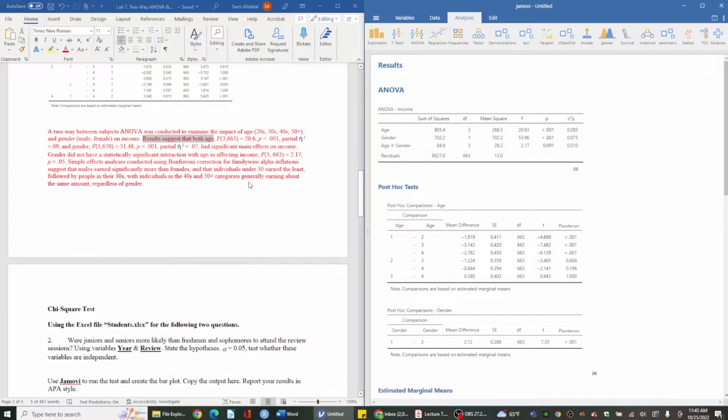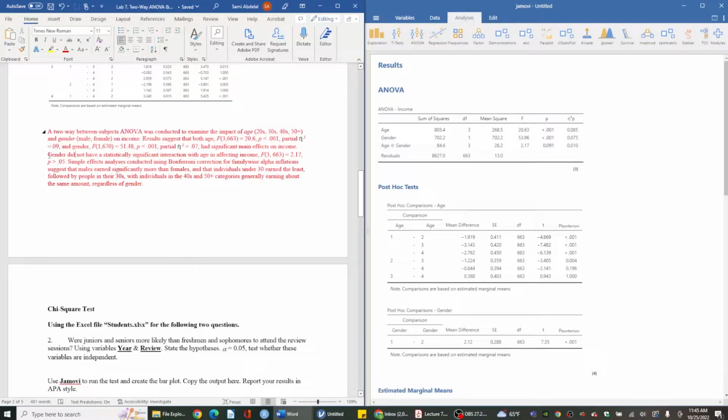So results suggest that both age and gender had significant main effects on income. There was no interaction term. We just saw main effects. And then when we're giving our answer, it's sort of similar to the t-test, but with the addition of the other degrees of freedom. And then you give the F statistic, and then you give the level of significance, followed by the partial eta squared, which is very important.